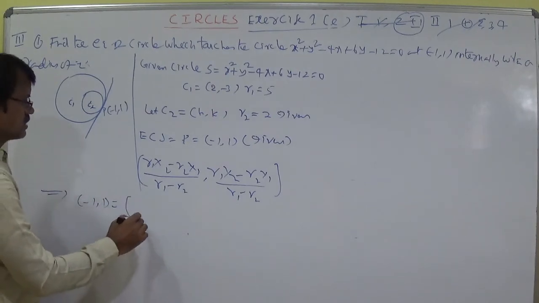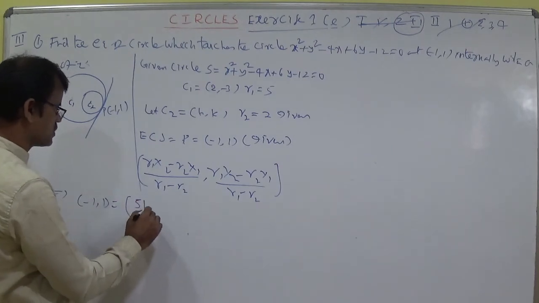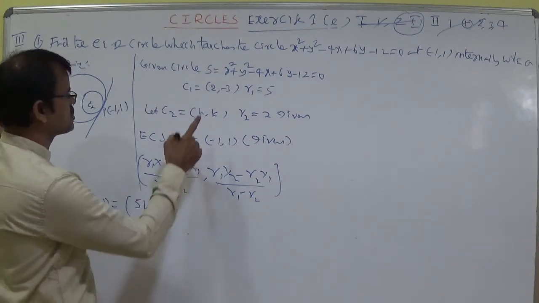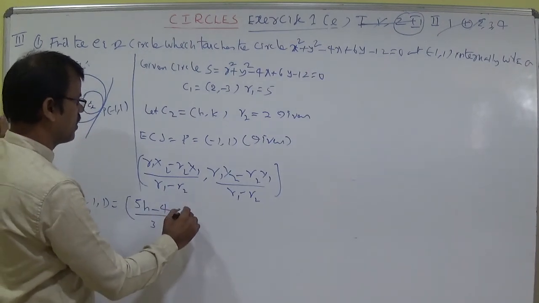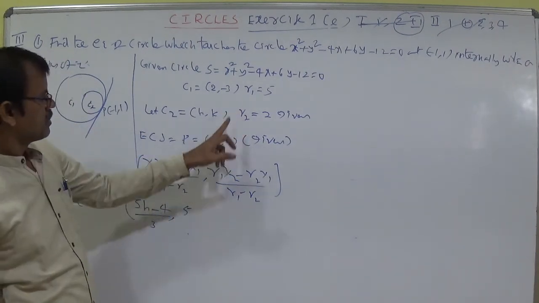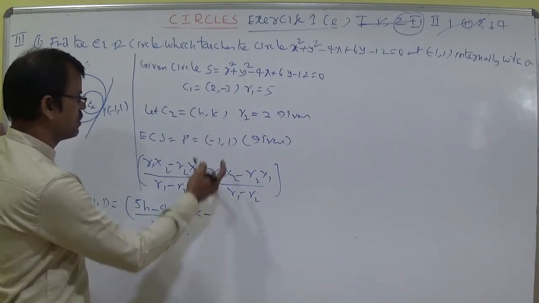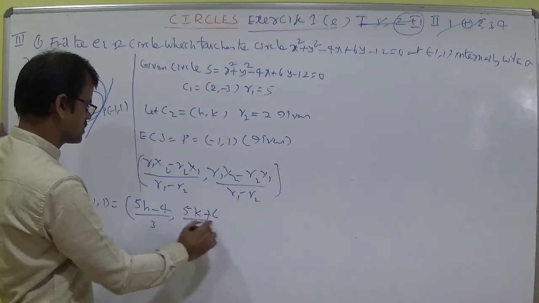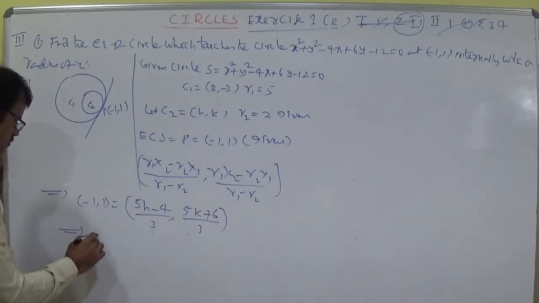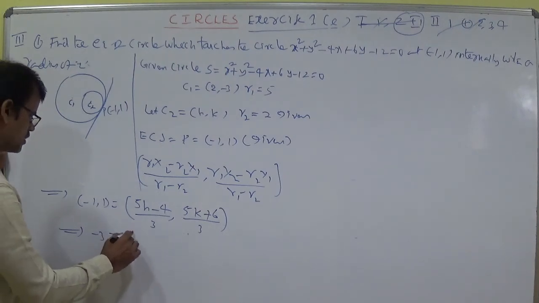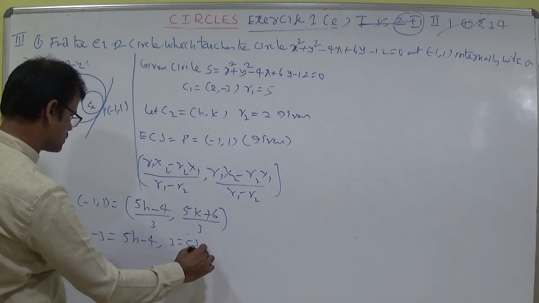This is the ECS. What is R1 here? 5. 5 into x2 means h, minus R2 means 2. 2 twos are 4, by R1 minus R2 which is 3, comma 5 into k. R1 into y2, so it is 5k, minus 2 into minus 3, so it is plus 6, by this 3. By cross multiplication we can get here minus 3 equal to 5h minus 4, and 3 equal to 5k plus 6.